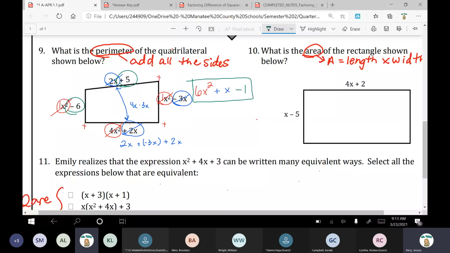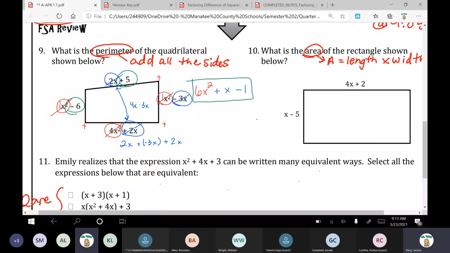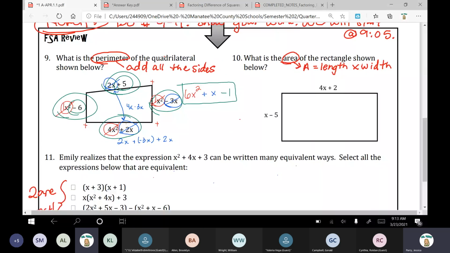That's a little bit easier to do than putting everything out side by side, like this plus this plus this plus this. It's just a little bit faster to go through it there. Okay, number 10. So this was our answer for number 9. Going on to number 10.